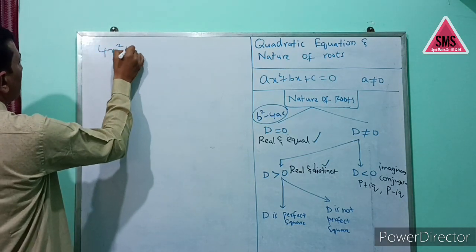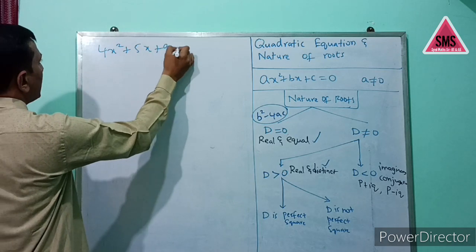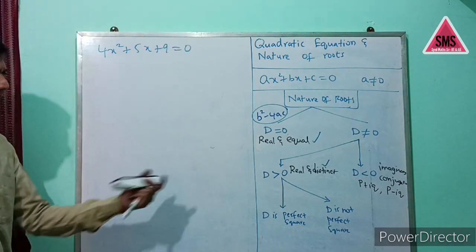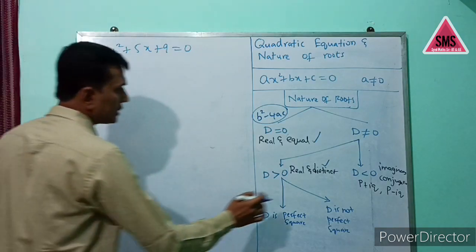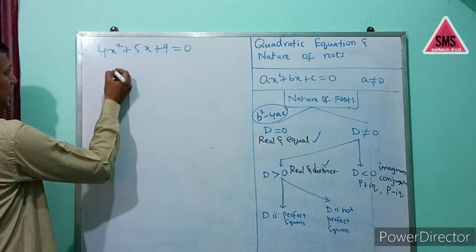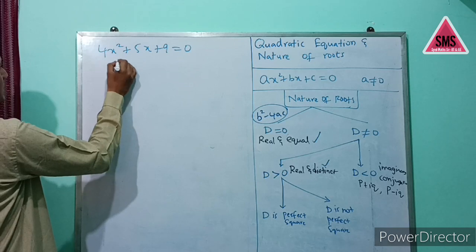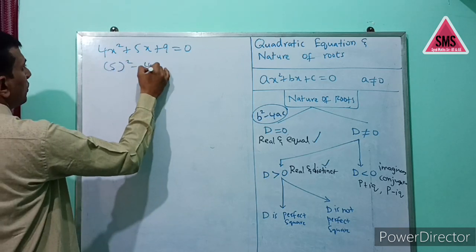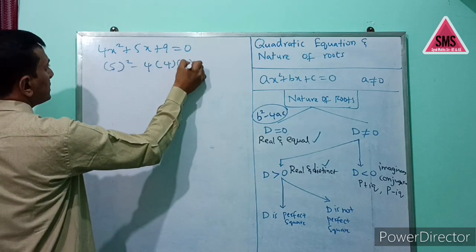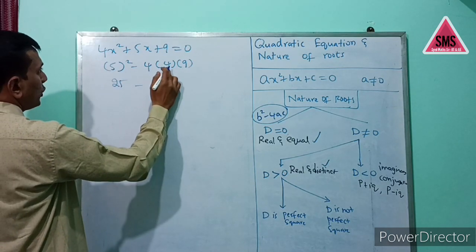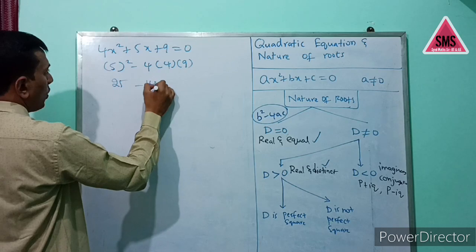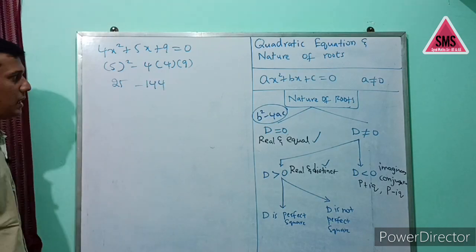4x square plus 5x plus 9 equals 0. First, let us check the discriminant. So the discriminant condition is D less than 0. That means b square minus 4ac. This is 25, and 4 4s are 16, 16 9s are 144.